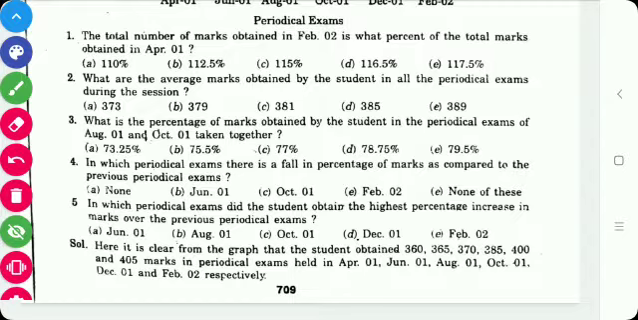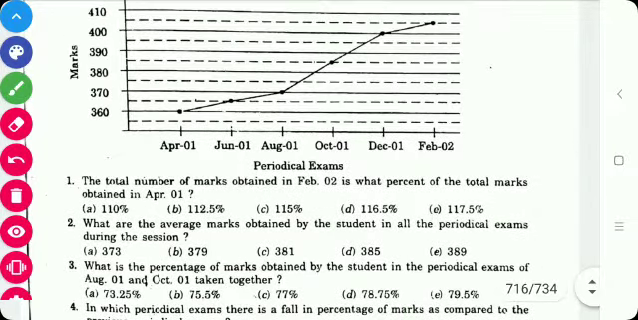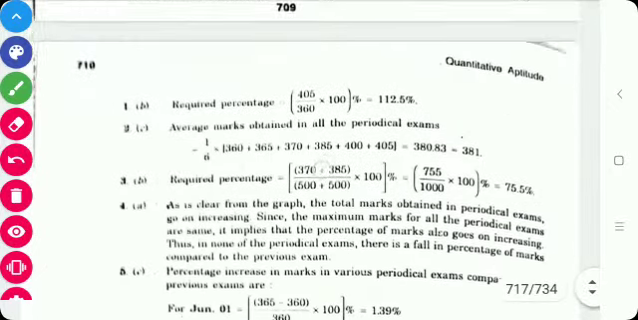Fifth question: in which periodical exam did the student obtain the highest percentage increase in marks over the previous periodical exam? So we have to find the percentage marks with respect to previous periodical exams. Here we have to find the percentage of June with respect to April 01. Then find the percentage marks of August with respect to June, like this.